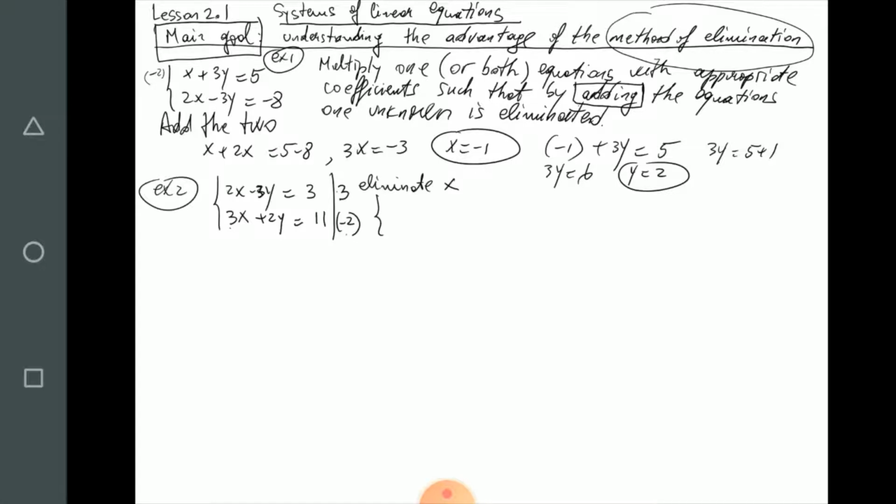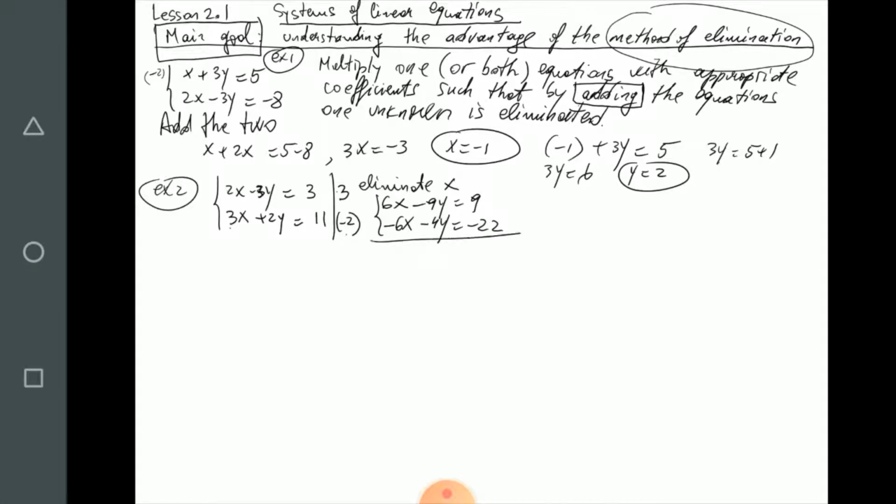Don't forget, that's another very important habit to form early on. When I say you multiply an equation, remember that means you multiply the entire equation. If you rush, sometimes you forget to multiply both sides of the equations, and that, of course, leads to mistakes. So I multiply by 3 everywhere in the first equation. That's 6x minus 9y equals 9. Minus 2 times the second equation gives me minus 6x minus 4y equals minus 22.